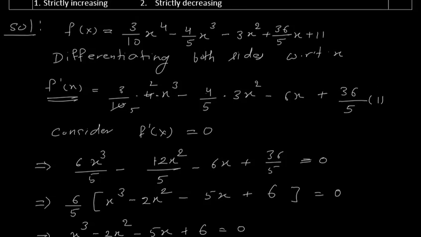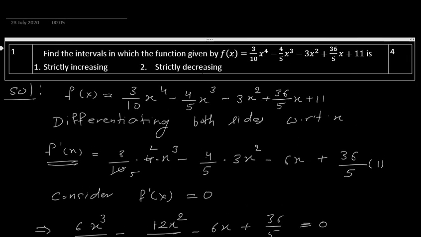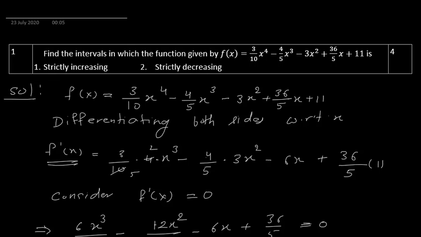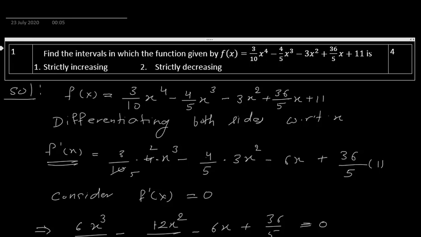Simple. You have to differentiate the function, equate it with 0, and find the critical points, and those critical points will divide your real numbers into some intervals. You have to check the sign of f dash x in those intervals. Where the sign of f dash x is less than 0, there you will get a decreasing function, and where the sign of f dash x is greater than 0, there you will get an increasing function. Okay, so we will move to the next question.